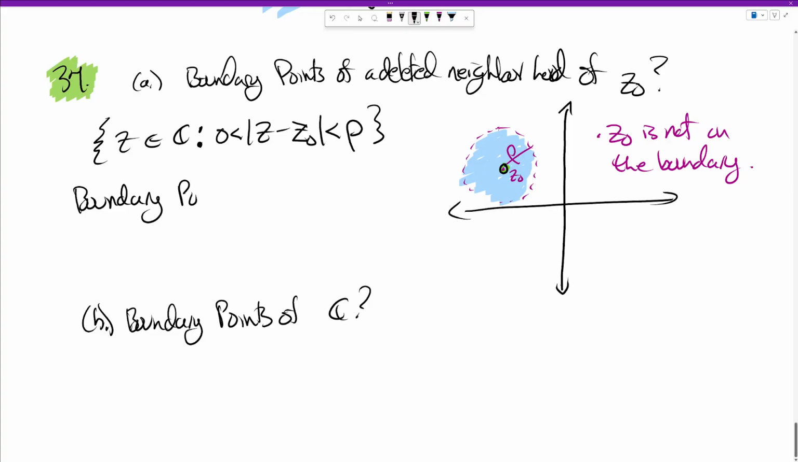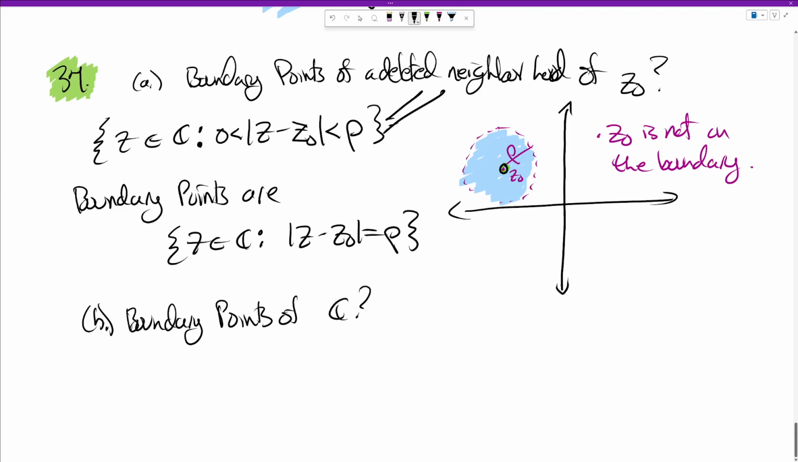So here's our deleted neighborhood, and the boundary points are the collection of points where we're on the circle. That's where the modulus of z minus z naught is exactly rho. We're exactly on the circle. These points are not in the original shape. We would have to add them to close off our set. But anyway, the boundary points for this set are here.